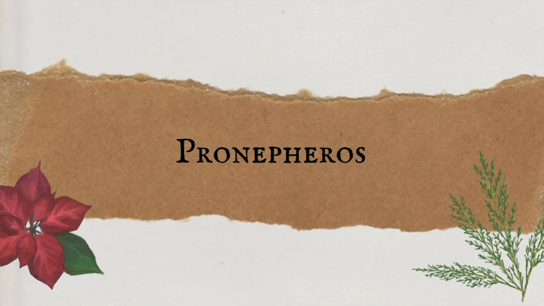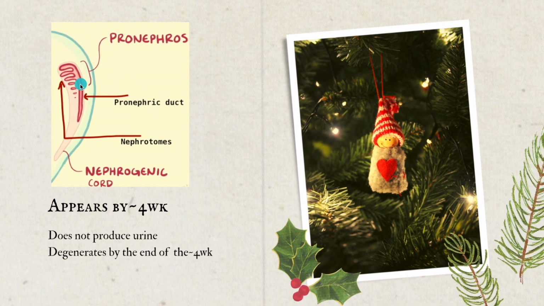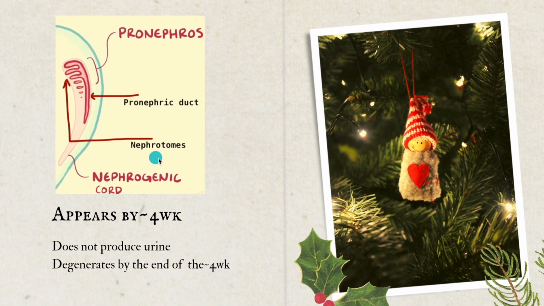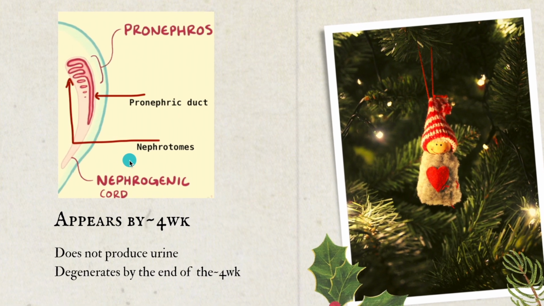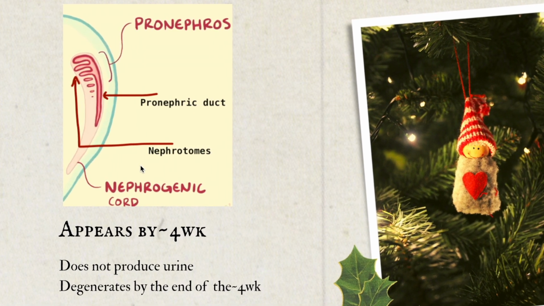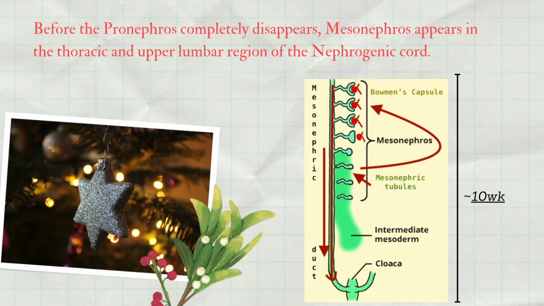The pronephros actually appears by 4 weeks, and it has a duct and some tubular structures attached to it, which are called nephrotomes. It doesn't produce any urine, and it degenerates by the end of the 4th week. Before the pronephros completely disappears, the next stage begins, which is mesonephros.